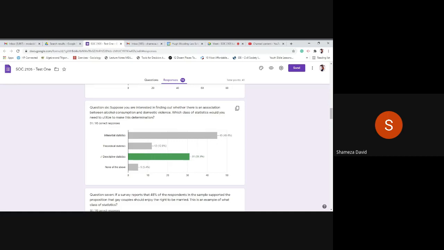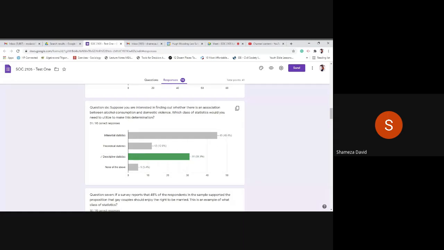Note that I was very clear. I was very deliberate in not saying relationship between the two variables. I said association. And so measures of association, like the correlation coefficient and cross tabulations and so on, those still form part of your descriptive statistics.